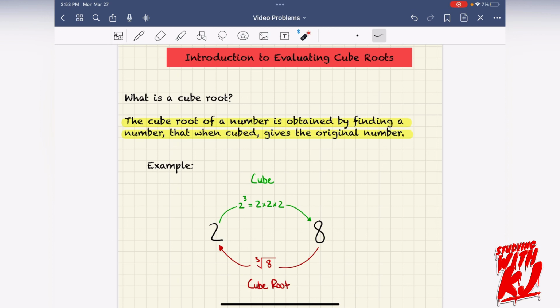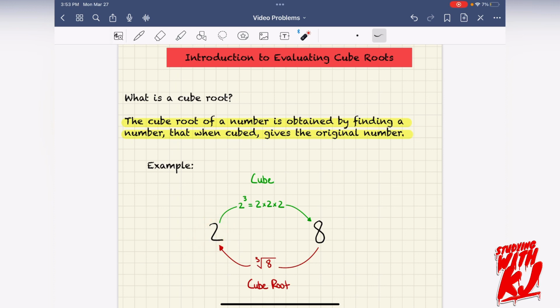So one way to get from 2 to 8 is by cubing 2, which I have right here. And when we cube 2, we're multiplying 2 by itself 3 times. So when you multiply 2 by itself 3 times, it gives you 8. Now, how will we get from 8 back to 2? We will get from 8 back to 2 by cube rooting 8. So when you cube root 8, you have the radical sign or the root sign, and on the outside we have a 3 written. So when you cube root 8, it gives us 2.